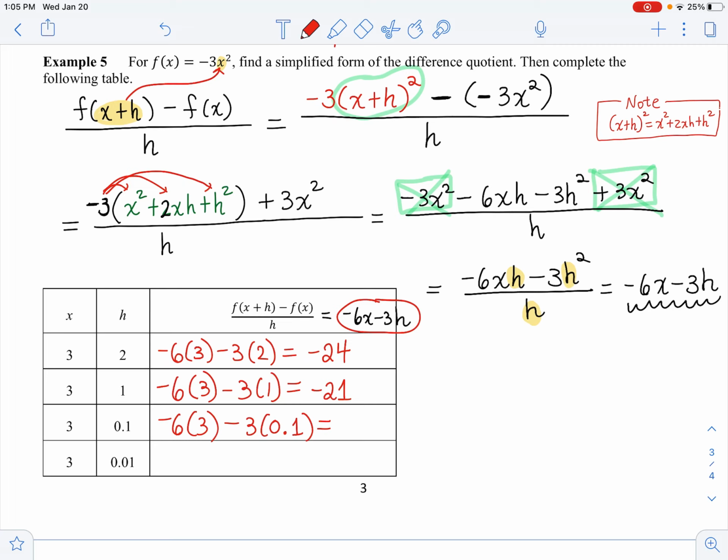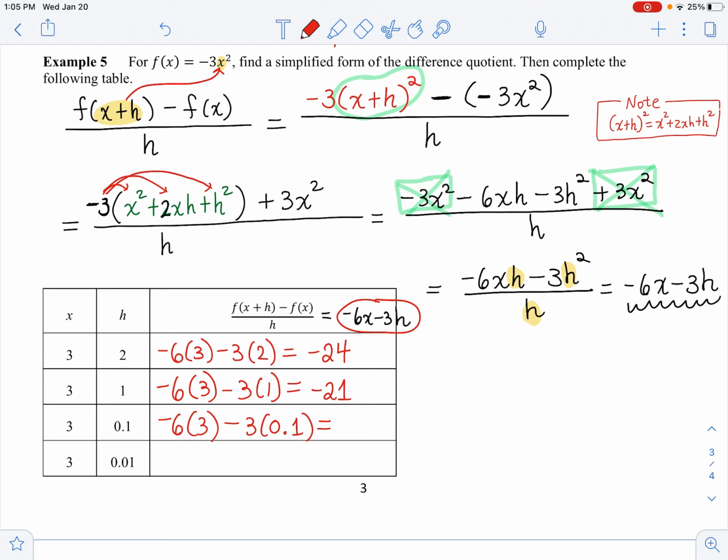Can you see what they are doing with the h's? H is getting smaller and smaller. H is getting closer to 0. What's the difference quotient approaching? But that limit talk is for next Tuesday. So let me continue. I'm going to fill out this table.